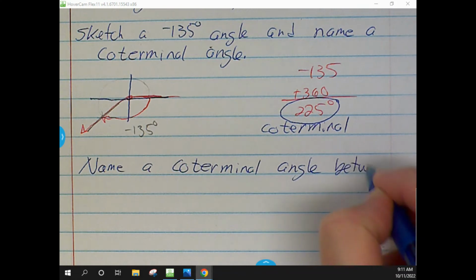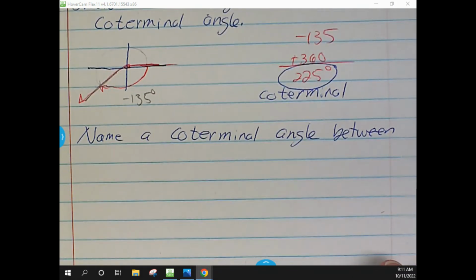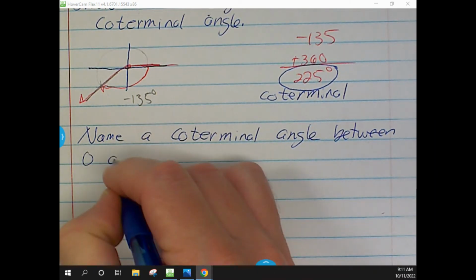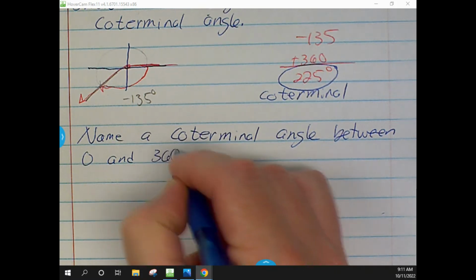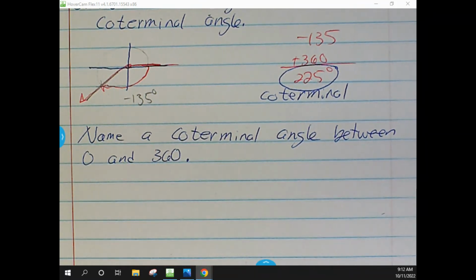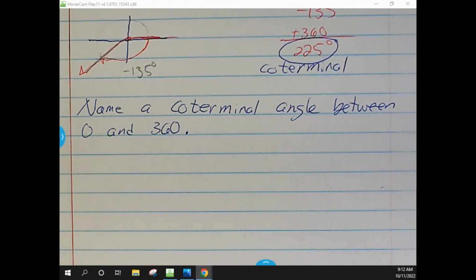And then they're going to give you usually a couple of stipulations on this one. They're going to say, all right, just so we're all on the same page, let's make sure that the angle is going to be between 0 and 360. So we're not going to sketch these. We're just going to find it. We're just going to name what that angle would be.